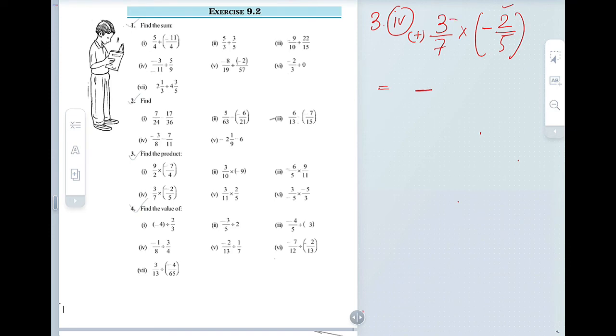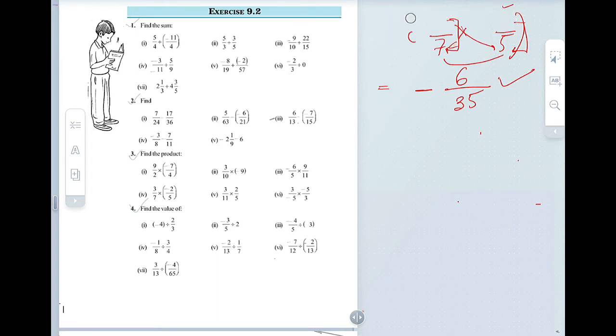Similarly, again we will check these two numbers. So we are not getting any common factor. So the answer will be 6 by 7 into 5, that is 35. So our answer is 6 by 35, of course minus 6 by 35.